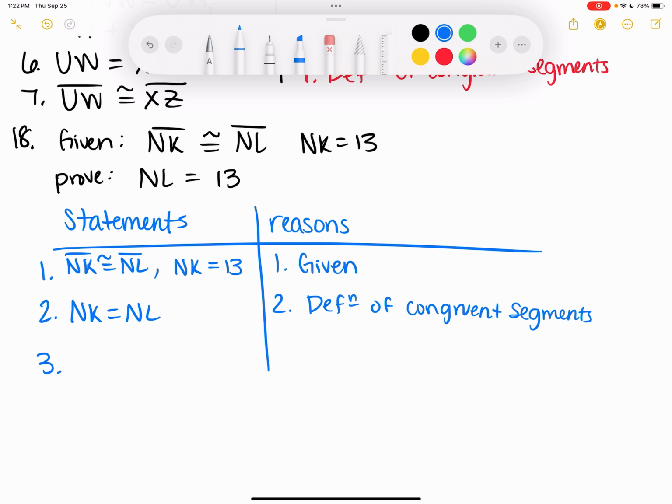And my last step. Ideas? Substitution. Yep, NL is equal to 13, or we can say 13 is equal to NL, it doesn't matter. And I can do that by substitution because I knew that NK was 13, so if that was replaced with 13, then that means NL also has to be 13.